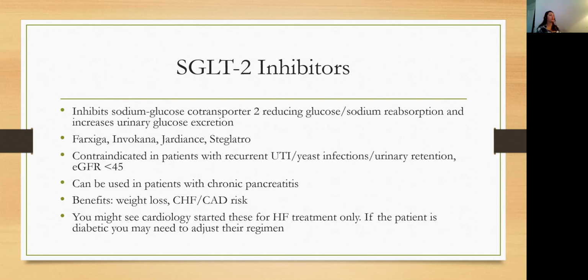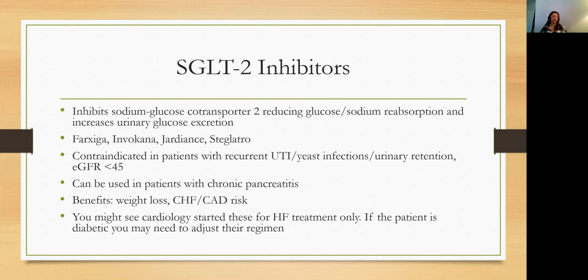They're contraindicated in patients that have frequent UTIs and yeast infections, as well as urinary retention, just because of the fact that it increases sugar in the urine. So obviously, if you have these issues frequently, and then you put a bunch of sugar down there, it's going to cause a problem. It can be used in patients with chronic pancreatitis. This is one of the few drugs you can use in a patient that has a history of pancreatitis. And benefits are weight loss as well, and then CHF and CAD risk reduction as well.